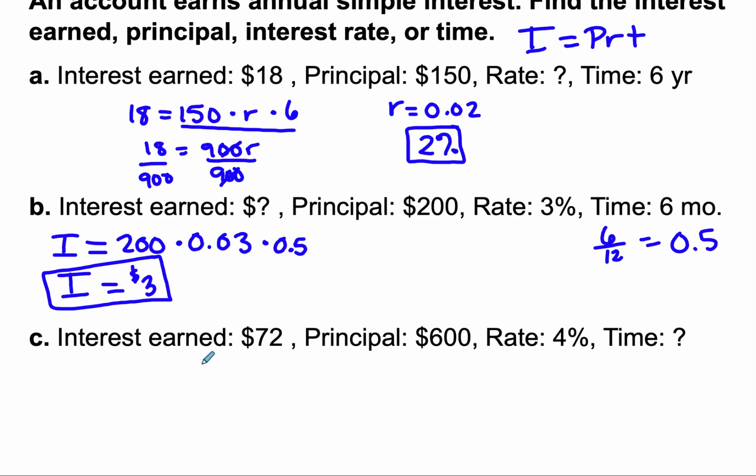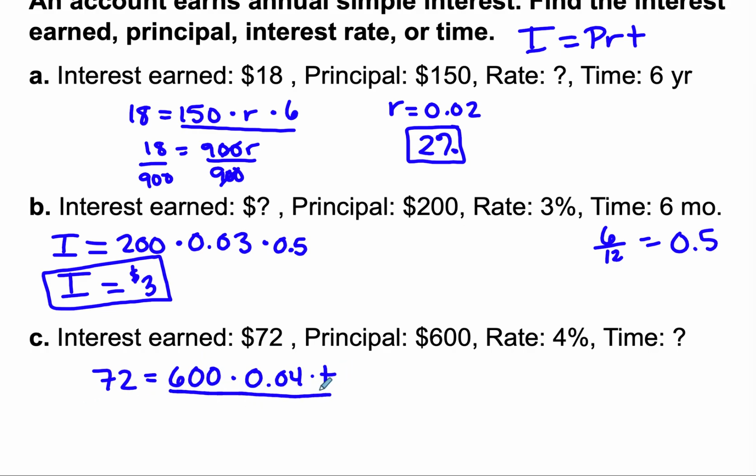All right, let's take a look at our next one. So interest earned is $72. Principal is $600. Rate is 4%. We don't know the time. Interest equals principal times rate as a decimal times time. That's our variable on this one.